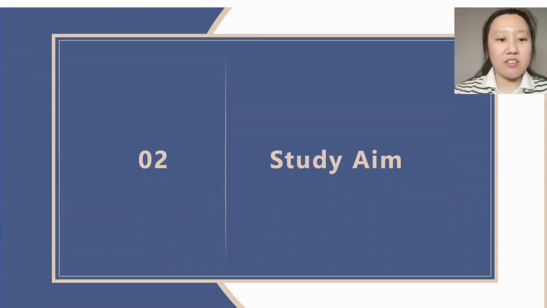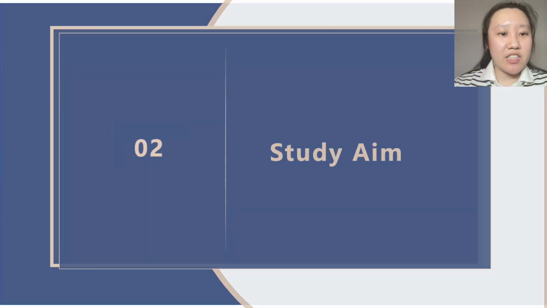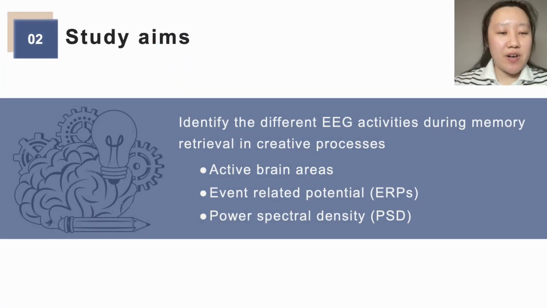So we try to summarize our research aim. We will identify the different EEG activities during the memory retrieval in creative processes. The EEG is what we have mentioned in the introduction. It's a kind of device that can collect brainwave data. The memory retrieval is the semantic memory and episodic memory processes.